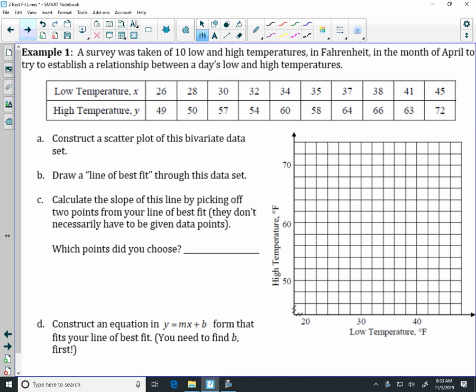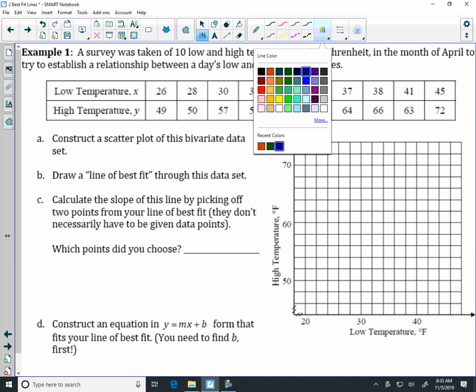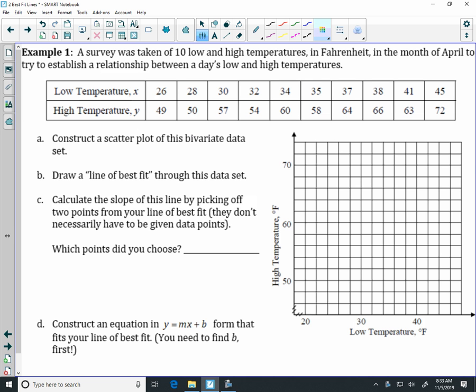Scatter plot, hopefully you're a couple steps ahead of me on the scatter plot. Here I'm going to start by writing down what each axis is. It's actually already labeled for us. Low temperature is on the x-axis. High temperature is on the y-axis.